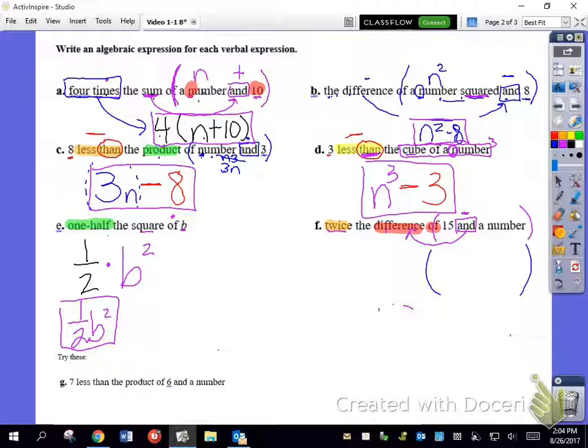Difference, I do not change the order. So I bring down the 15, and I bring down, if it doesn't say what the variable is, I'm just going to use n, because it says number, and then that and is your minus.